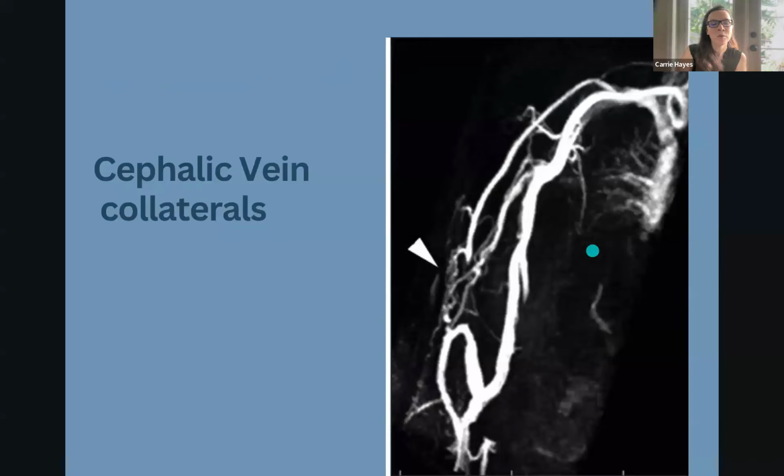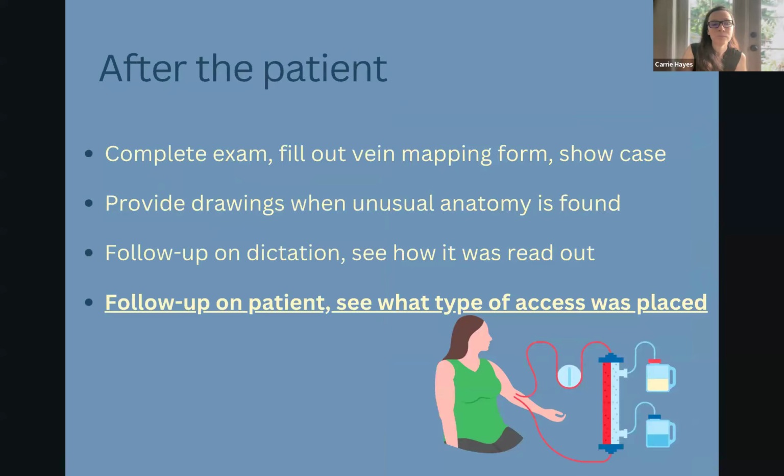This is an angiogram image of cephalic vein collaterals. What this tells me is probably this patient maybe had an IV before and had a clot before, has an issue already. So just to show you the translation from what we see on ultrasound to what we might see with venogram. And after the patient, you're going to be filling out that worksheet, whatever that is. We're going to help with that when we're there.